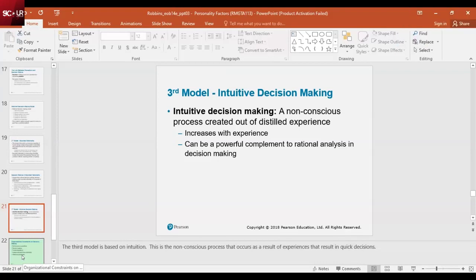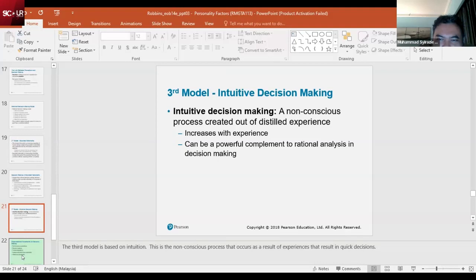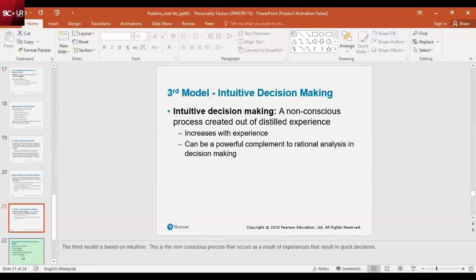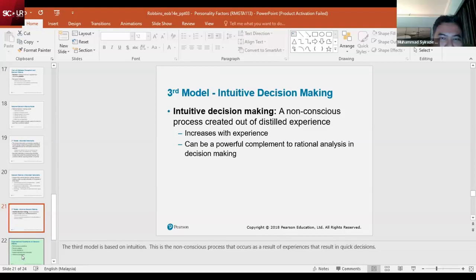Rasa, gerak rasa. Gerak hati, gerak rasa, naluri. It's like the gut feeling. So this is the third approach, a non-conscious process created out of distilled experience.